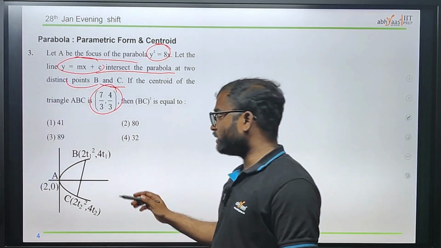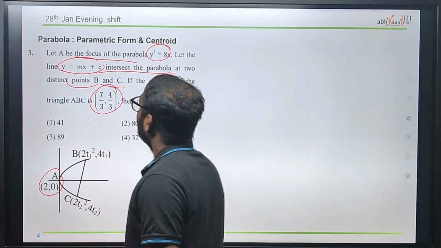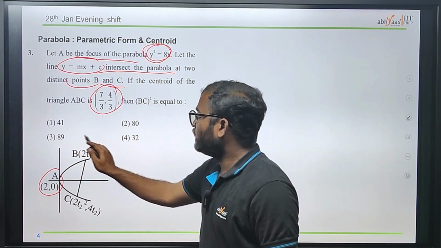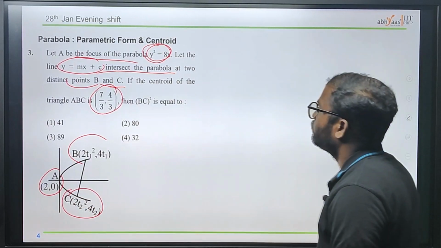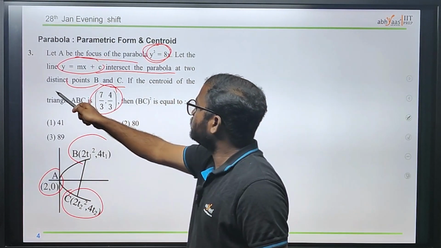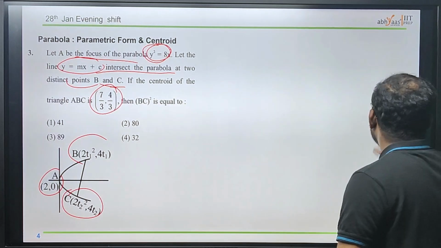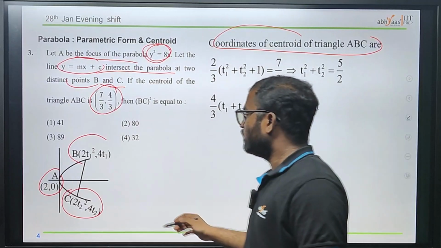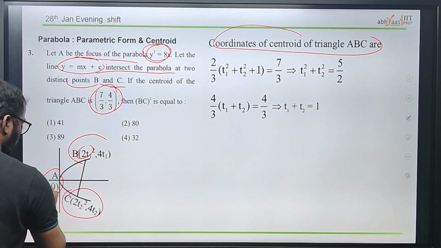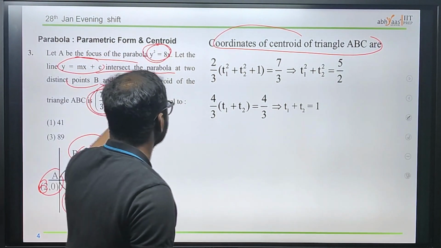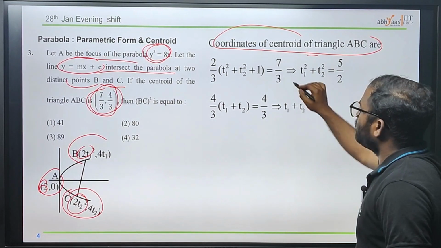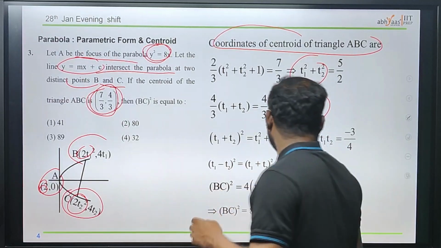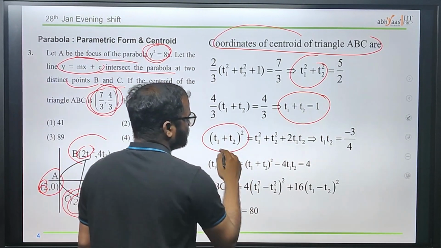Just take the parametric form, from what is already given. Also take B and C as parametric points, since the line intersects the parabola at two distinct points. Next, we can take the coordinates of the centroid of triangle ABC by using the parametric form. We already have this, so in order to find that we can easily find T1 and T2. We got T1 plus T2, and similarly, T1 plus T2 can be squared on both sides.